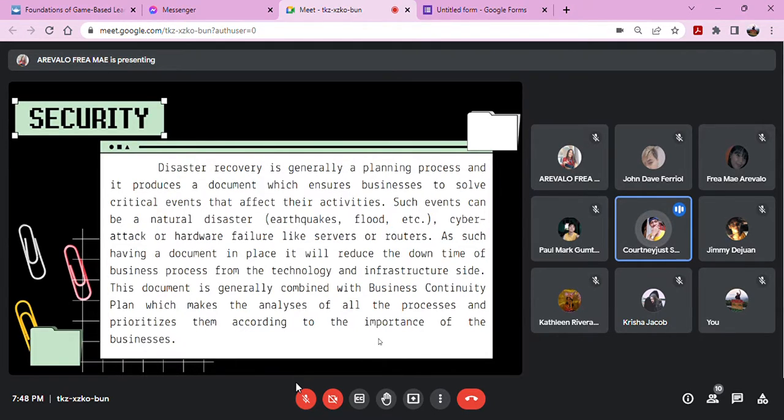As such, having a document in place will reduce the downtime of business processes from the technology and infrastructure sides. This document is generally combined with a business continuity plan, which makes the analysis of all the processes and prioritizes them according to the importance to the business.